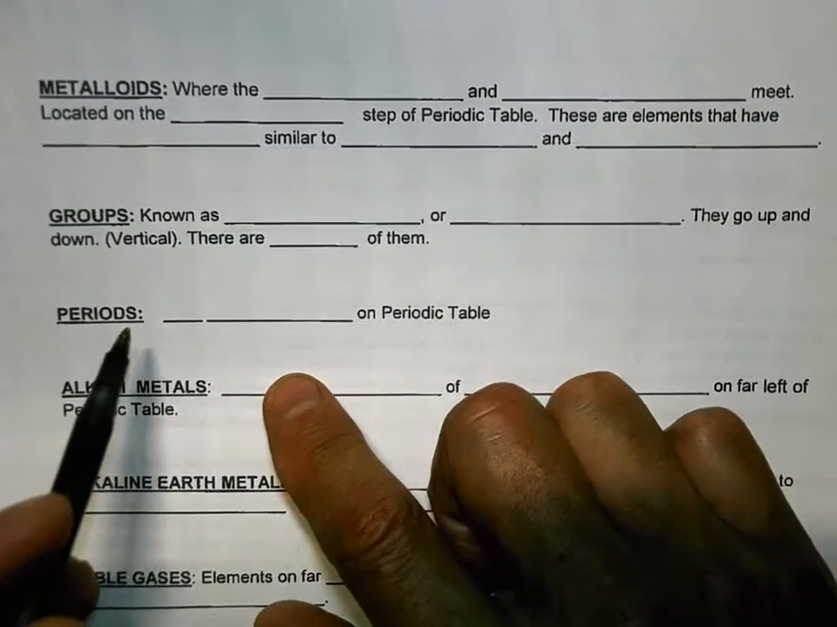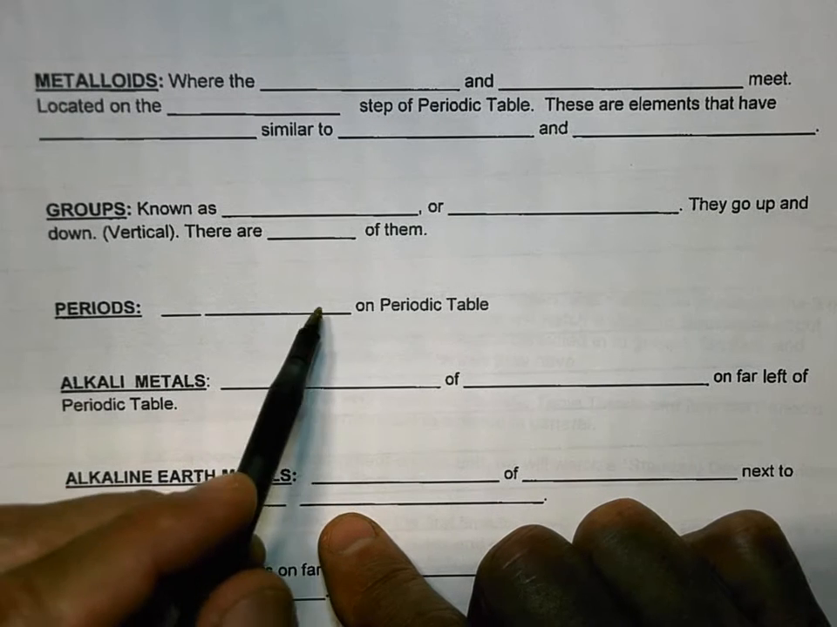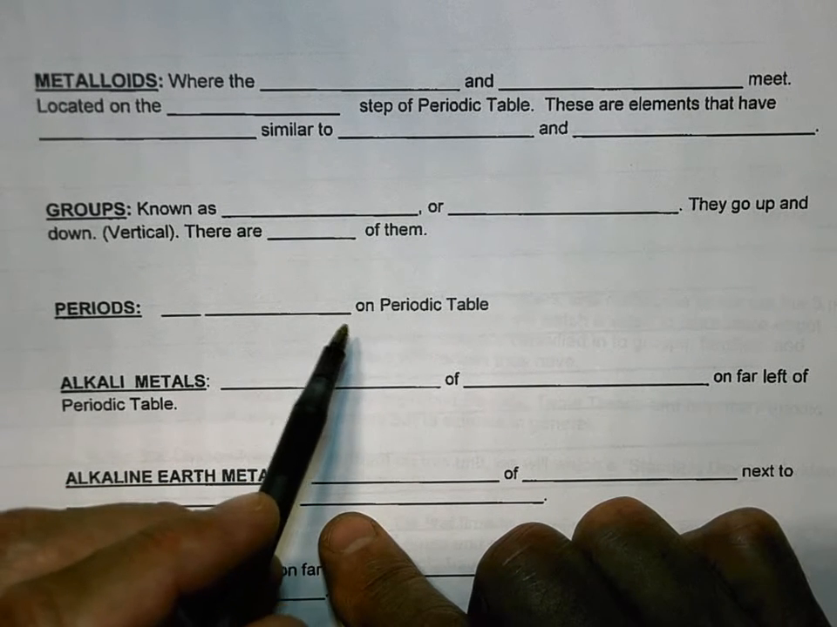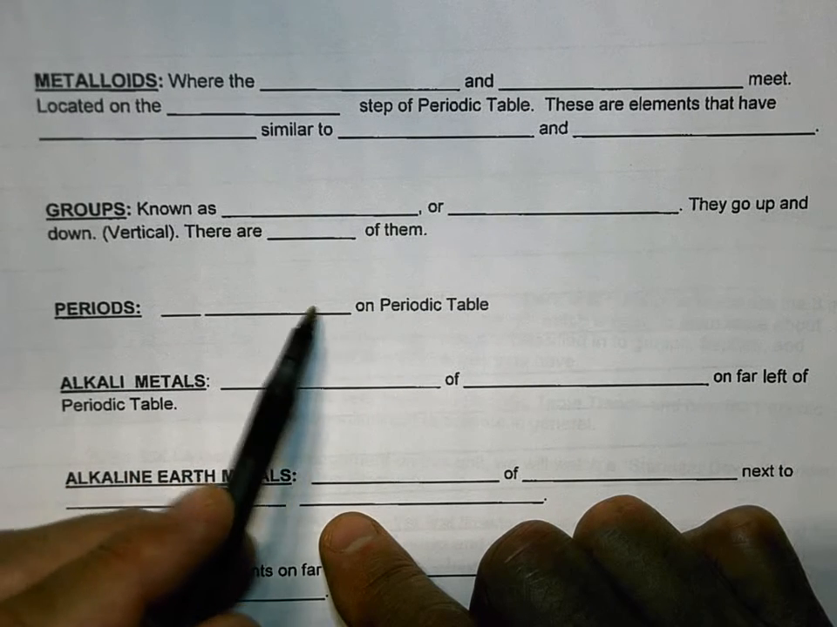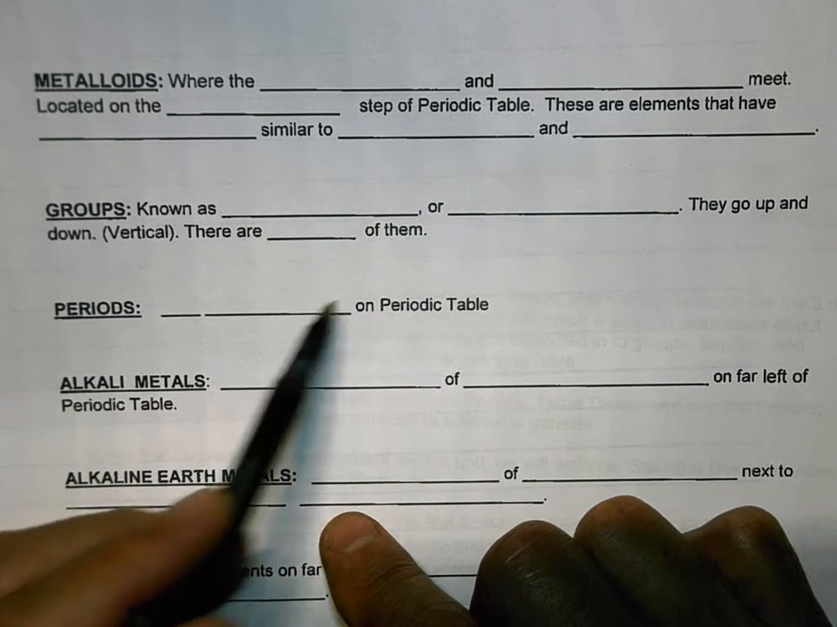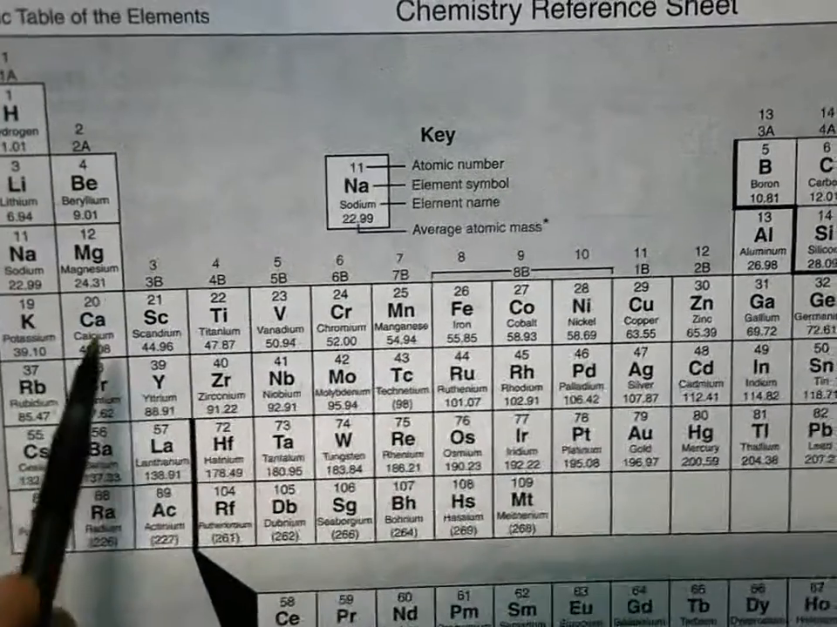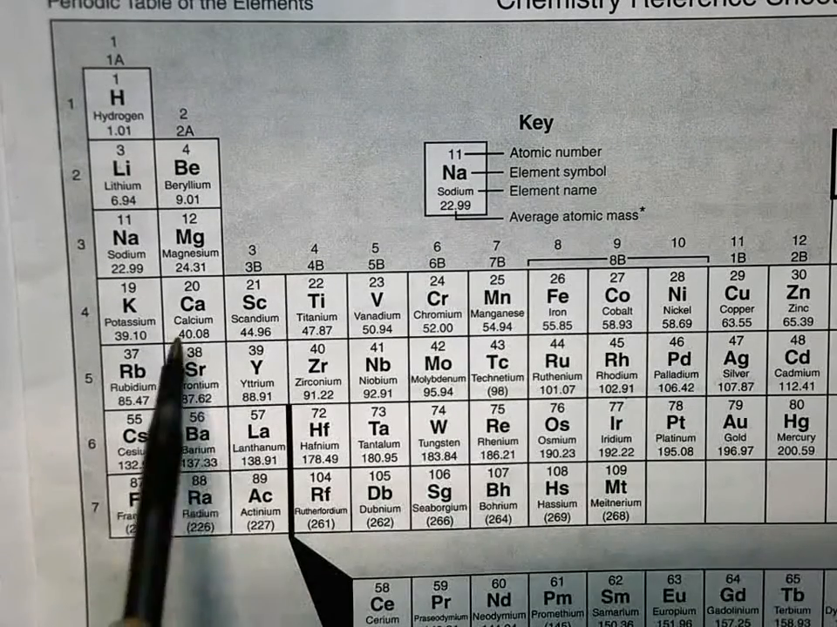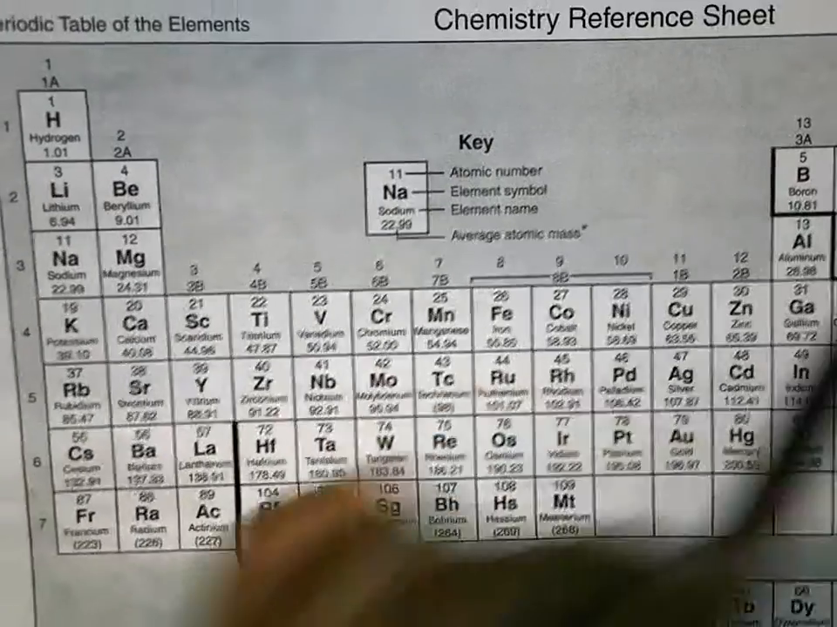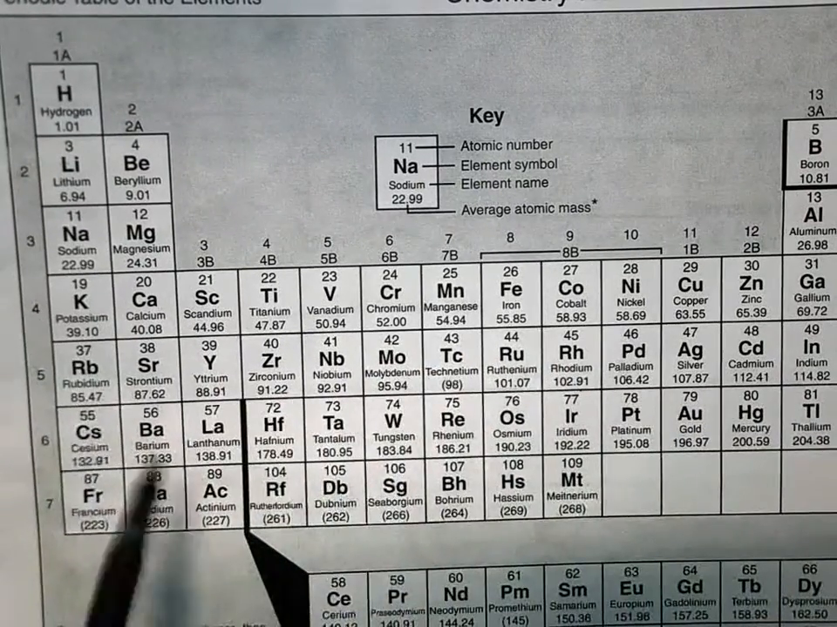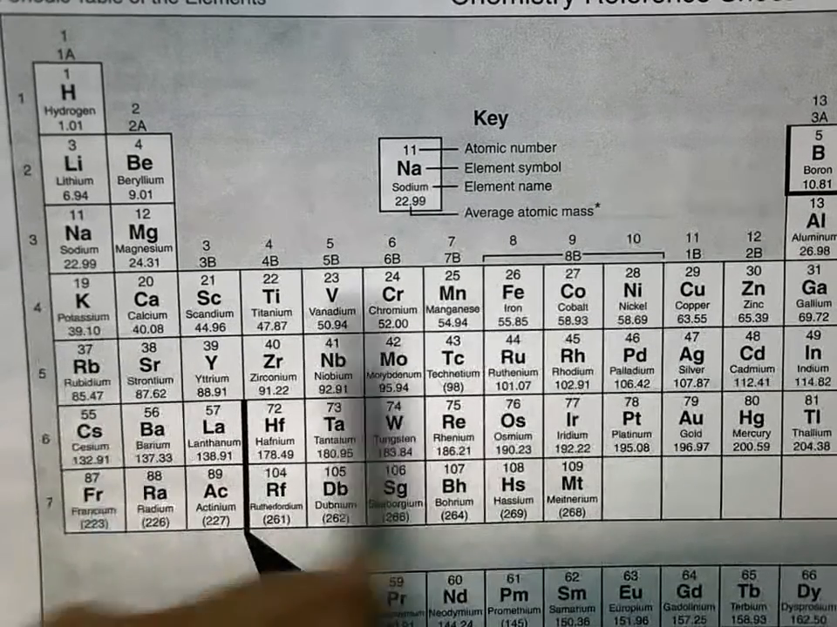Okay, periods. Periods are the 7 rows on the periodic table. Sorry, I left off the word "the" there. So, 7 rows on the periodic table. Look at your periodic table. These are the rows. They go horizontal. So the groups or families go up and down, vertical, and the rows go horizontally. Or the periods. Periods are the same as the rows.